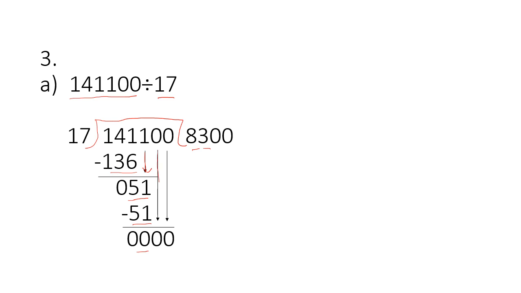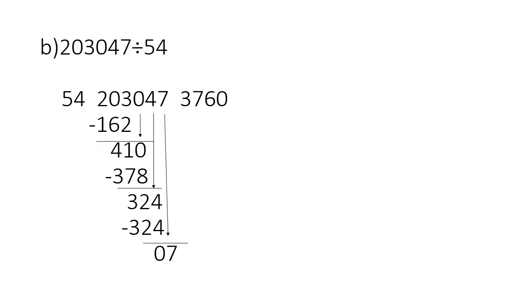Now you take the next number, that is 0. So the 0 is not divisible. So we have to write a 0 here in the quotient. Now you have to take the next digit, that is again 0. This 0 is also not divisible. So you have to write 0 again. So our answer after dividing 1,41,100 by 17 is 8,300.